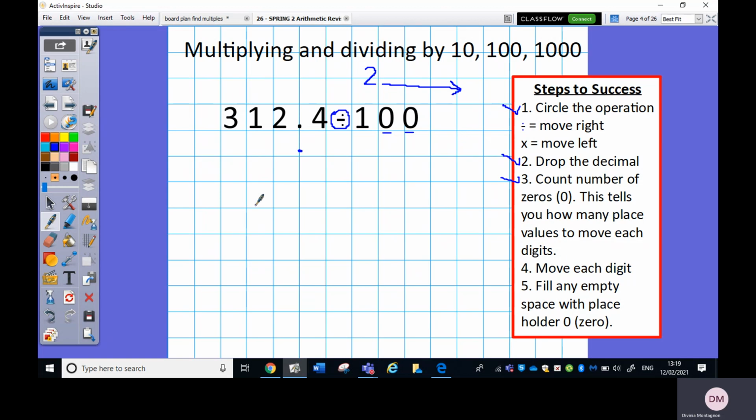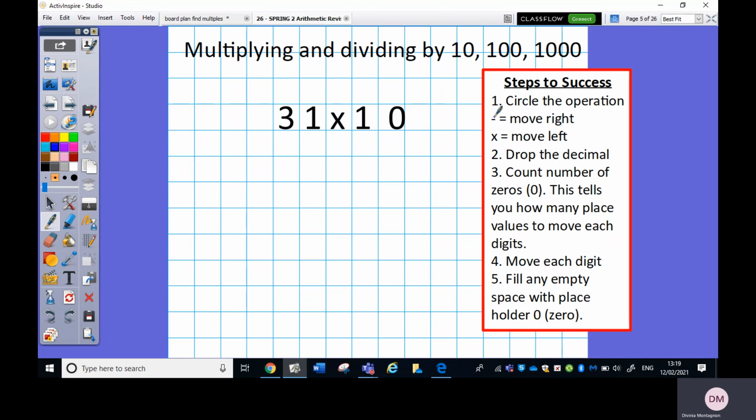And then I'm going to move each digit now, so 4, 2, 1, 3, 1, 2. Great. Fill any empty space with placeholder 0. I don't have any empty space, so this is my answer. I'm just going to double check. I know that division means it's going to be smaller. 312, 3, so it's definitely smaller. Fantastic. Great. Now, let's do this again.